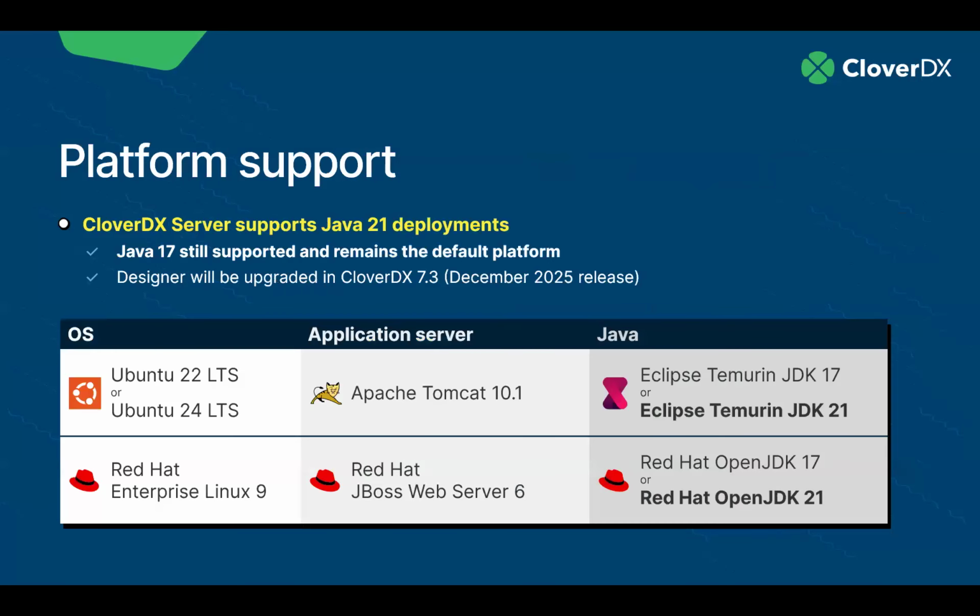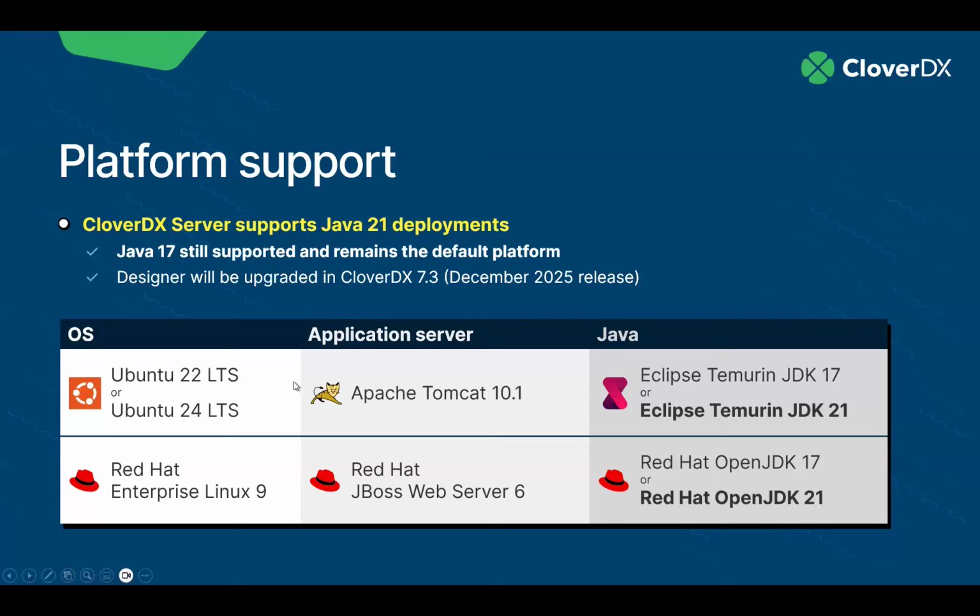Right, let's talk a little bit more about technical stuff. Of course, we have made some improvements in the platform itself. So starting with this version of Clover, we support Java 21 for server deployments. You can still use Java 17, so you don't have to upgrade there, but you also have the option of using Java 21. This is true for both stacks that we support, for both Ubuntu and Red Hat Enterprise Linux.